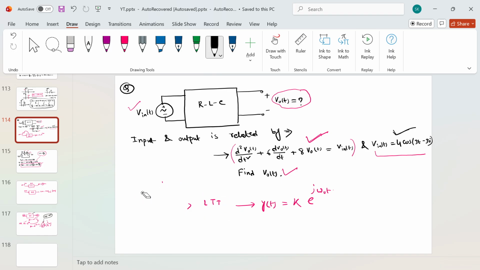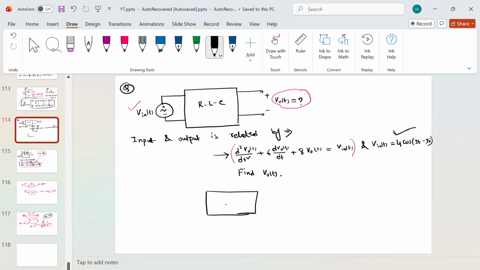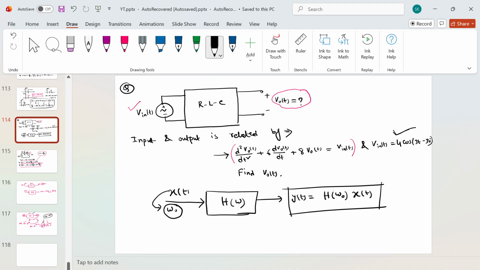So what we have to do here, let's say you have this impulse response h of omega in the omega domain, and you are giving input as x of t, and the input frequency is omega naught. Then your output y of t will simply become h of omega naught into x of t. This is how things will become. Okay, so the same thing we have to do here.